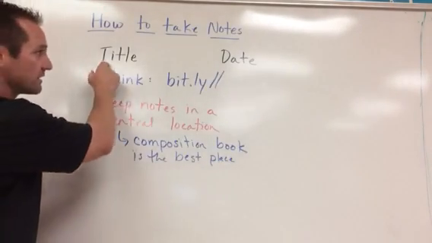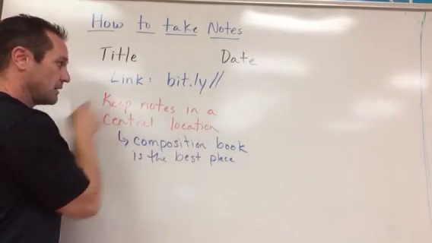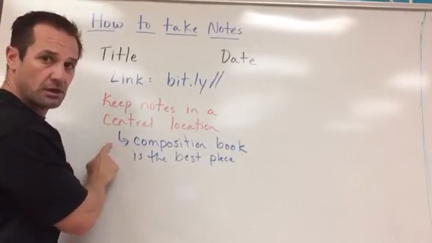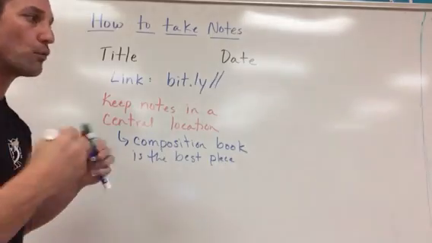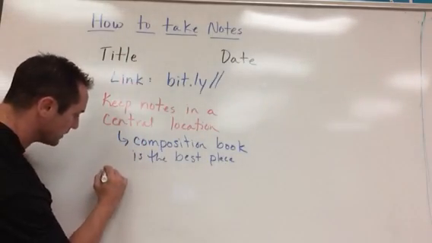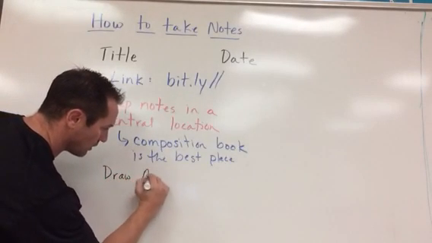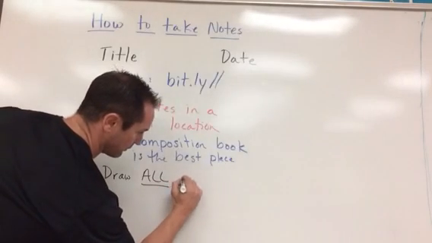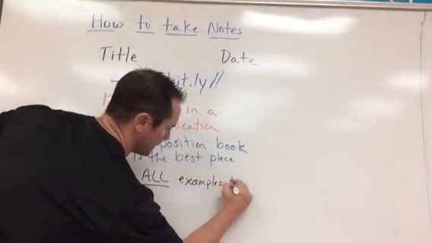So first thing, a title, a date. You're going to write down the link. Then you want to keep them in a central location, and our composition book is the best place. So let's get started on how we're going to do it. So the first thing is you want to draw all examples and pictures.